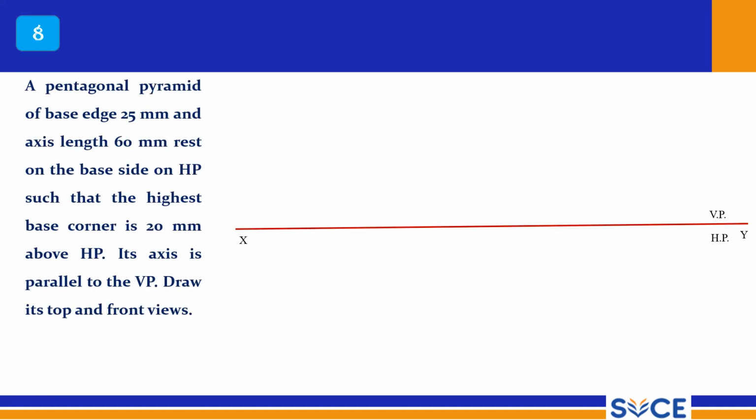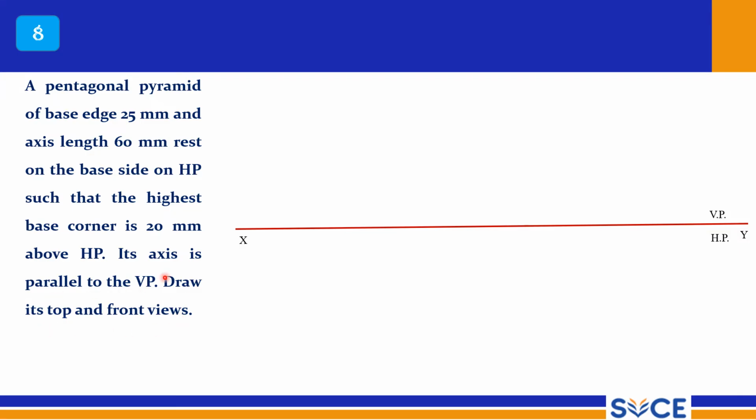So problem number 8: a pentagonal pyramid of base side 25 mm and axis length 60 mm rests on a base side on HP such that the highest base corner is 20 mm above HP. So the highest base corner is 20 mm above HP. So what does it mean? The axis will be inclined to HP in such a way that the base is drawn, right? The highest point should reach 20 mm. Its axis is parallel to VP. Draw the top and front views.